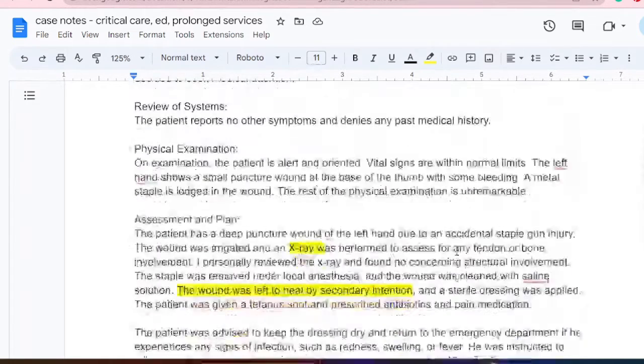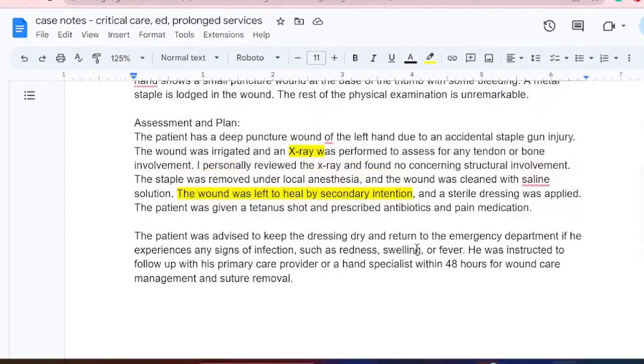Now, there was a procedure done on this patient, right? We removed that staple. However, when we look at the descriptions of the removal of foreign bodies from like skin or subcutaneous tissue, it says that there has to be an incision and removal of foreign body.